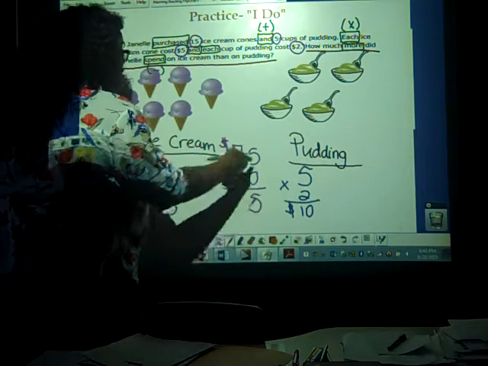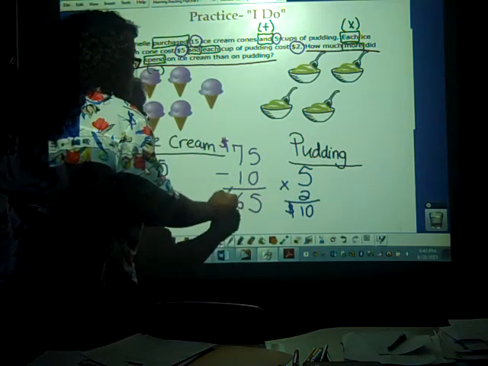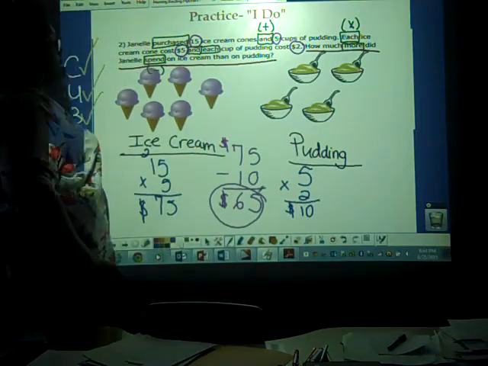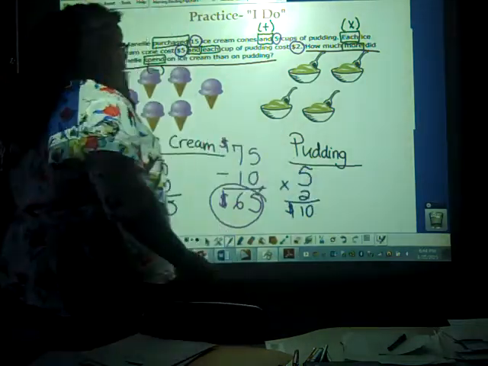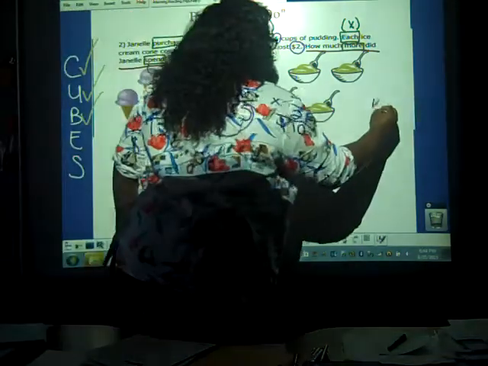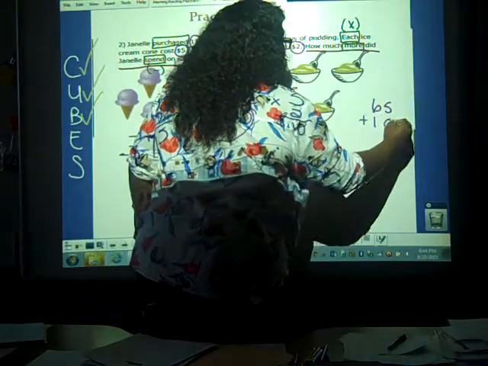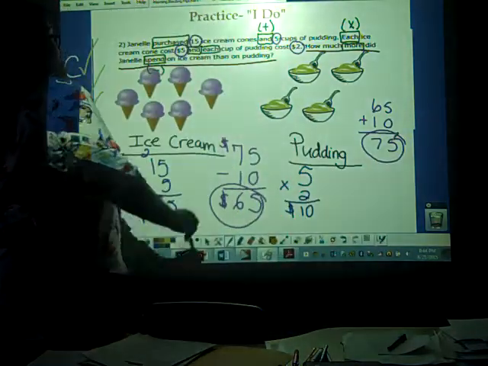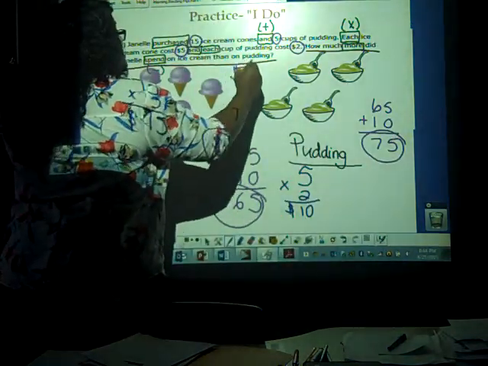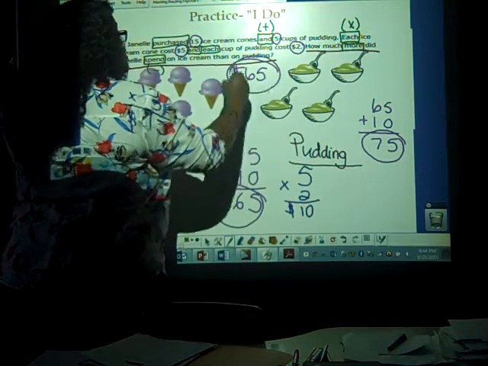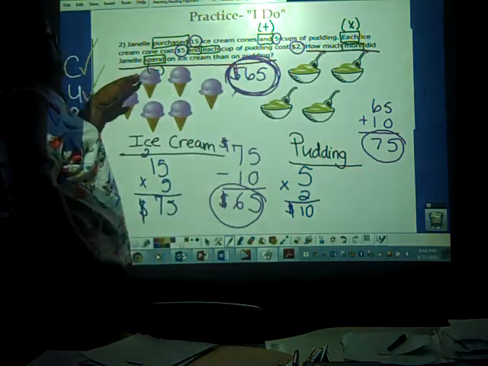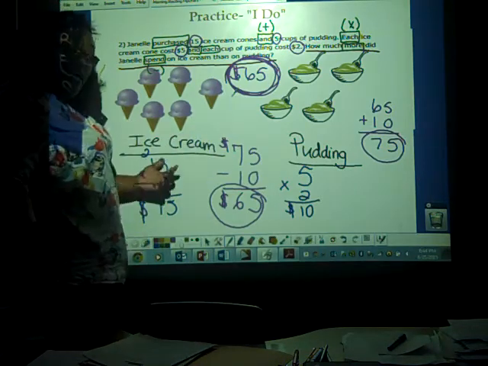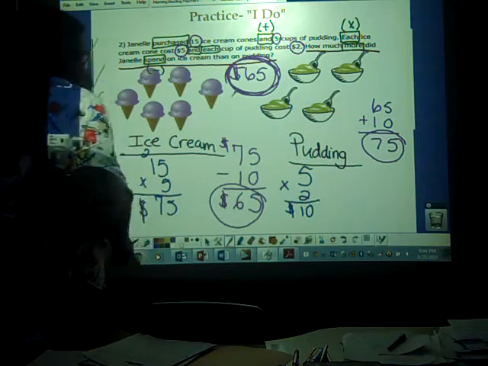So 5 minus 0 is 5. 7 minus 1 is 6. She spent $65 more on ice cream than on pudding. I can check it by adding 65 plus 10. That should give me 75, which it does. So my answer is $65. That's how much more she spent on ice cream than on pudding. I guess she doesn't like cheesecake pudding. I don't know. Her choice.